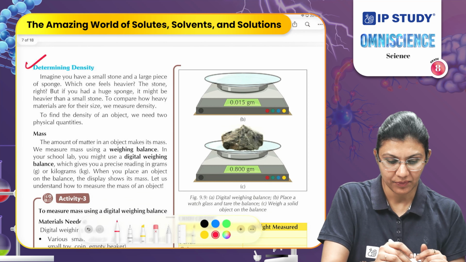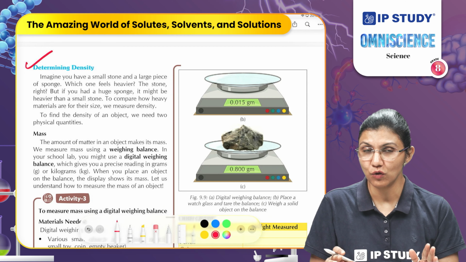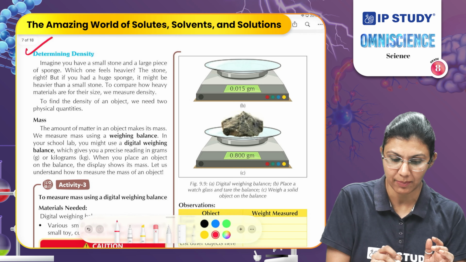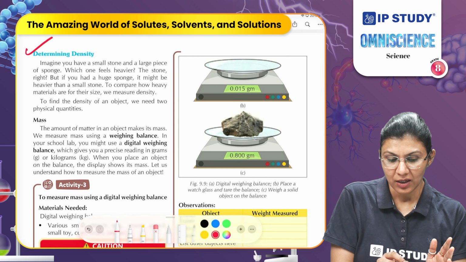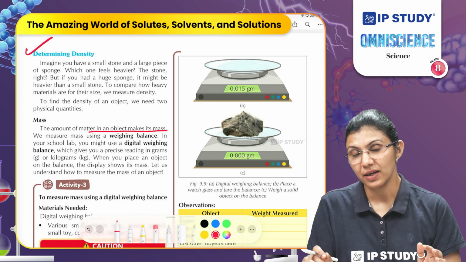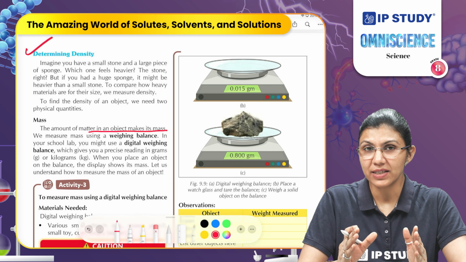Determining density. To determine the density, we know we need two factors. One is mass, the other one is volume. Let's understand mass. What is mass? The amount of matter in an object is its mass.